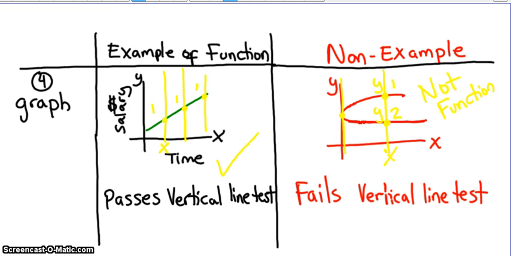And the reason why it's not a function is because it would fail the vertical line test, or you can think about it this way. There's one x value or input with more than one y output, so it fails by definition of being a function. Okay?